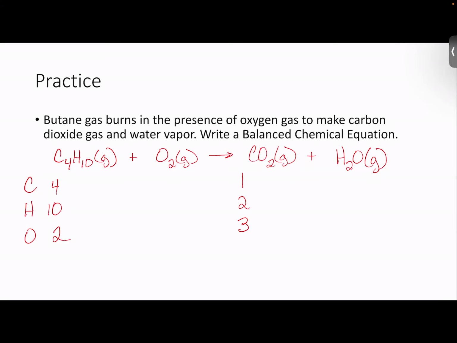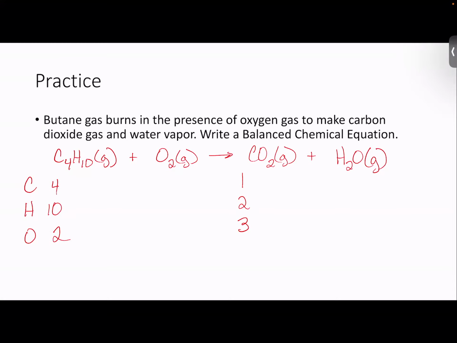I'm not going to balance oxygen until last for 2 reasons. Number 1, I have 2 sources of oxygen on the product side. That's going to make my life difficult. And number 2, I have a compound that consists of only 1 element on the reactant side. That's going to make my life simpler if I save it till last. So we're saving oxygen till last.